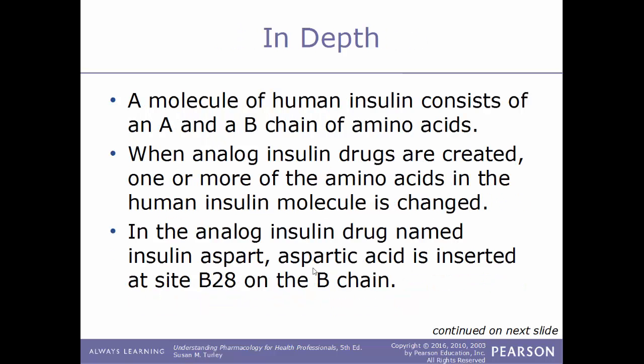All right, now I'll talk a little bit more in depth about insulin. A molecule of human insulin consists of an A and a B chain of amino acids. When analog insulin drugs are created, one or more of the amino acids in the human insulin molecule is changed. In the analog insulin drug named insulin aspart, aspartic acid is inserted at site B28 on the B chain.